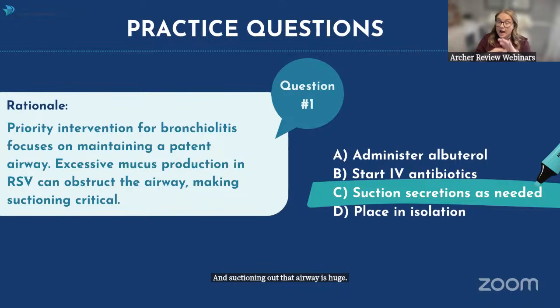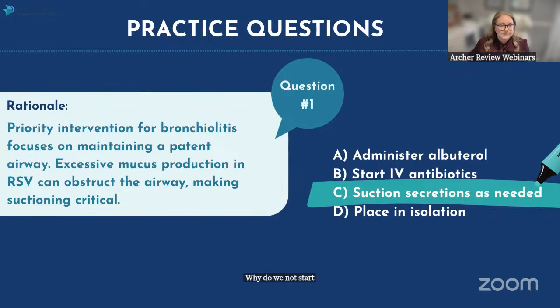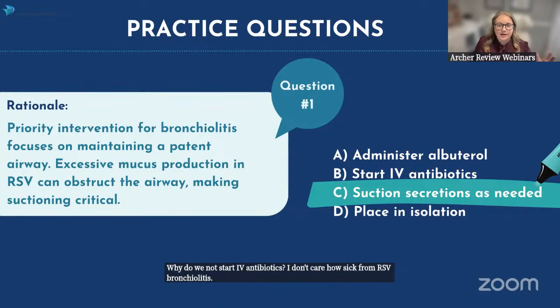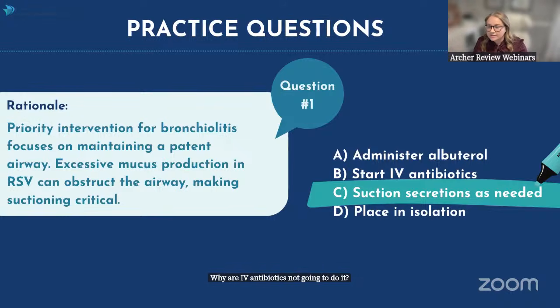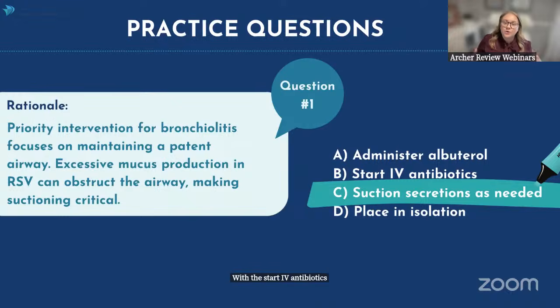Now, B, absolutely incorrect. Why is B incorrect? Everybody go ahead and tell me. Why do we not start IV antibiotics? I don't care how sick from RSV bronchiolitis. Why are IV antibiotics not going to do it? Because Michelle's got it. RSV, respiratory syncytial virus. It is viral. Antibiotics are for bacteria. So really, as much good as you want to do, you're not going to help them with B, start IV antibiotics, okay? And albuterol, not indicated for bronchiolitis, okay?